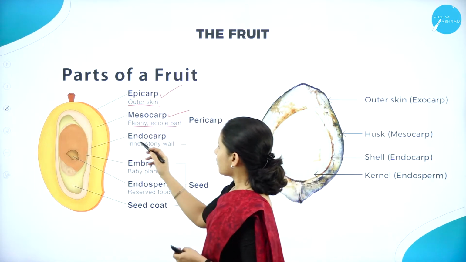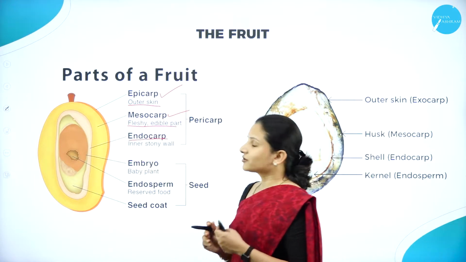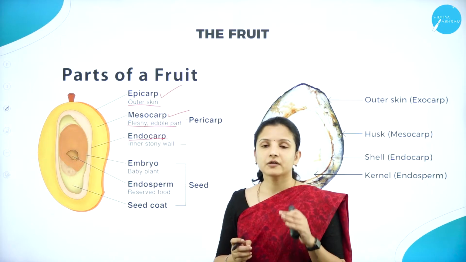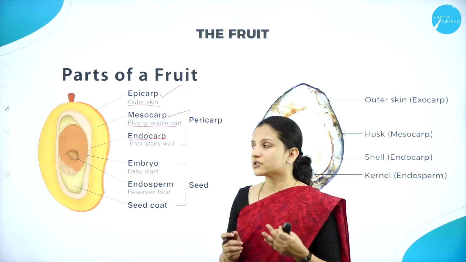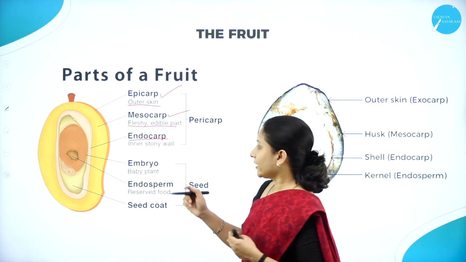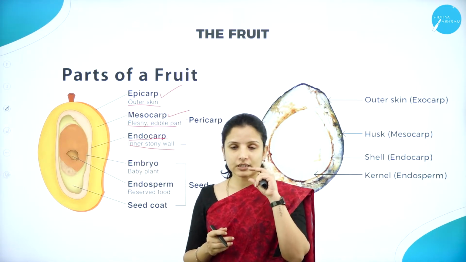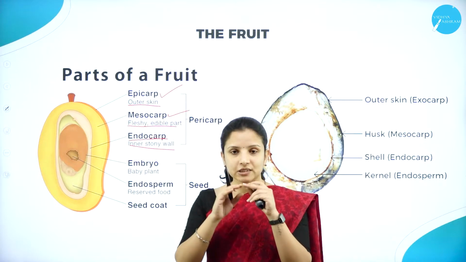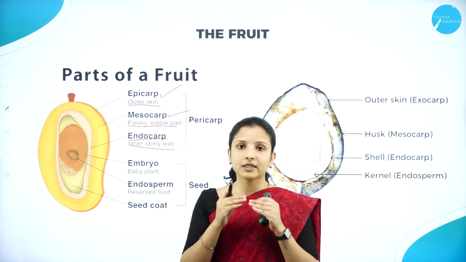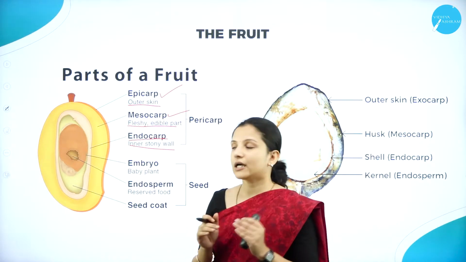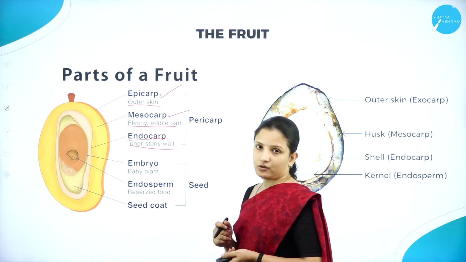So next, moving on to the endocarp. So inner to the mesocarp is present a layer which is called the endocarp. So endocarp is nothing but the inner stony wall. If you consider a mango fruit, the seed will be covered by one stony layer or a hard layer. So that layer is nothing but the endocarp.